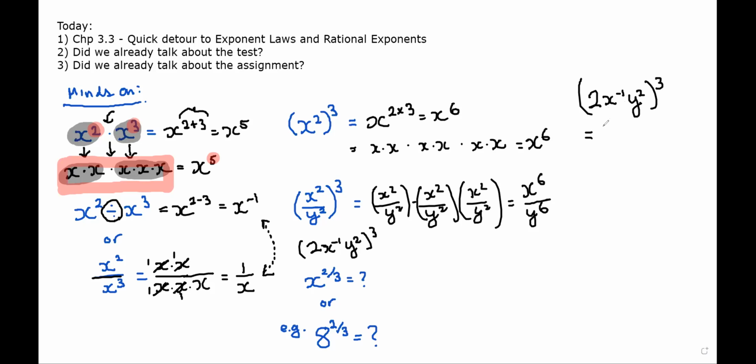So would it be 6? So you do the 2 to the power of 3, which would be, well, I guess that would be 8. Yes. Oh, I thought you said 6. My bad.